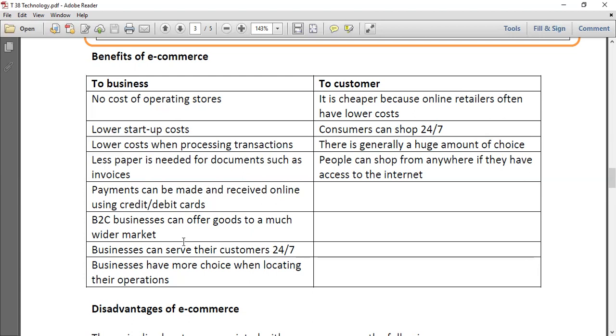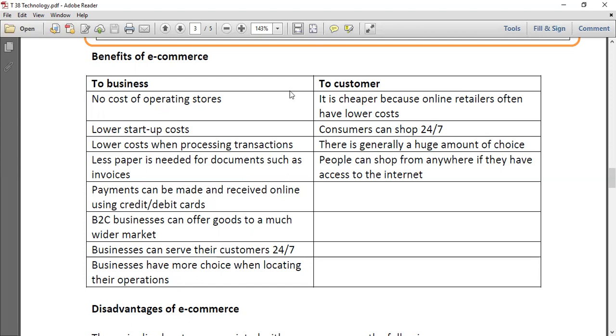And in B2C, business to consumers, businesses can offer goods to a much wider market, and also businesses can serve them 24/7, right? Always online, always available, and businesses have more choice when locating their operations. No geographical boundaries, advertising is much cheaper and easier, right? A large geographical area they can cover. These are the main benefits. So it's always very common in business papers about e-commerce, because it's a new area of the syllabus.